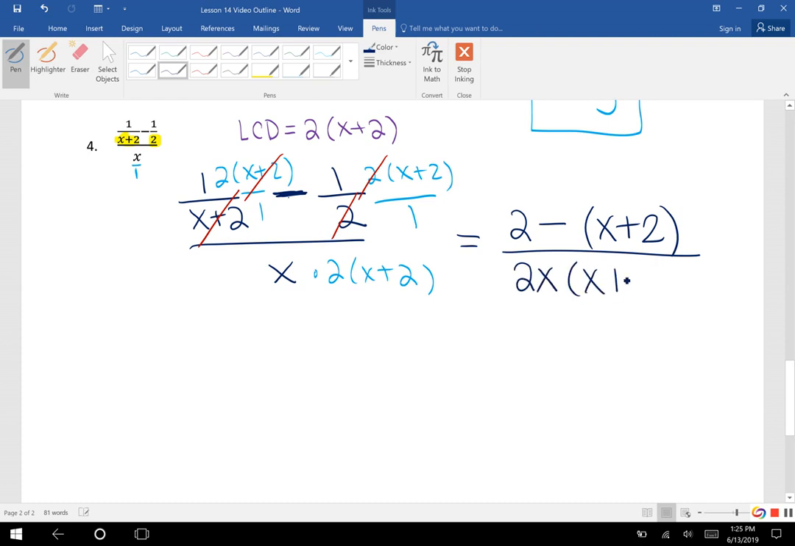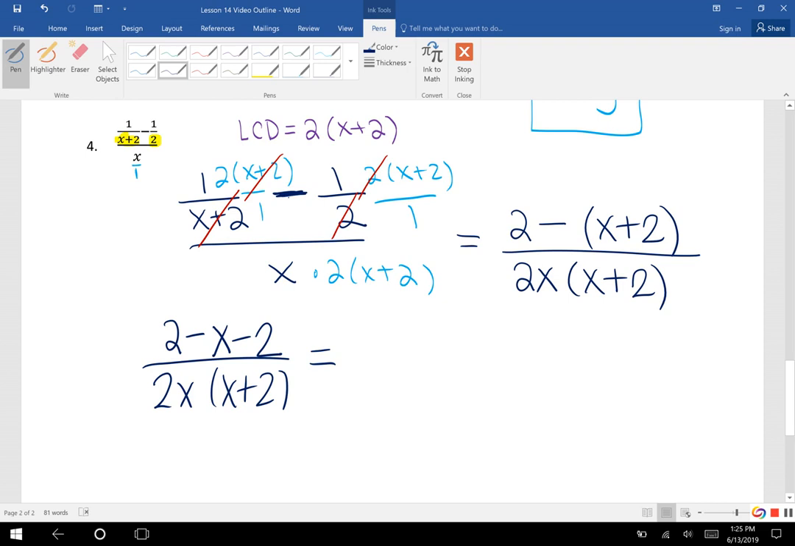Just like in previous sections, I do usually leave denominators in factored form, and I multiply out or simplify numerators. So let's do that. In the numerator, we can distribute that minus. So we get 2 minus x minus 2 over 2x, x plus 2. And then 2 minus 2 is just 0. So that means I'm left with a negative x on top, 2x, x plus 2.